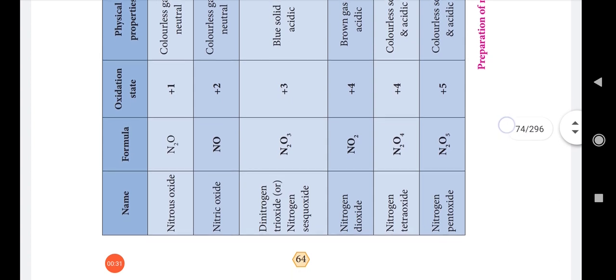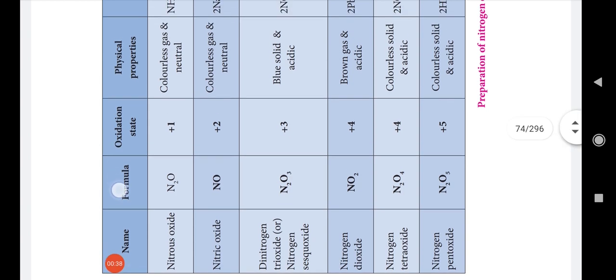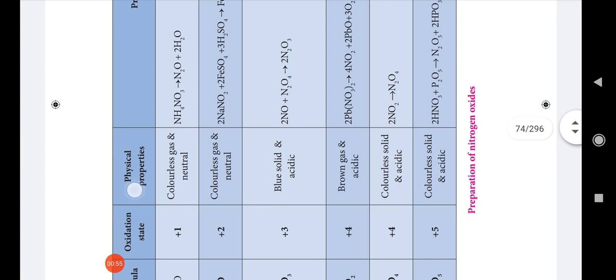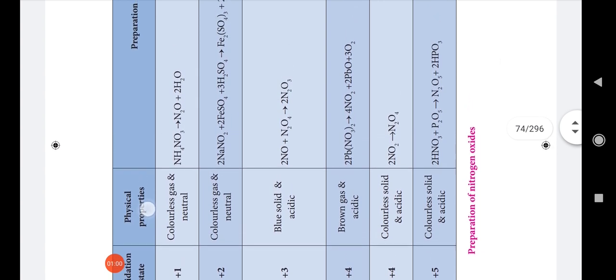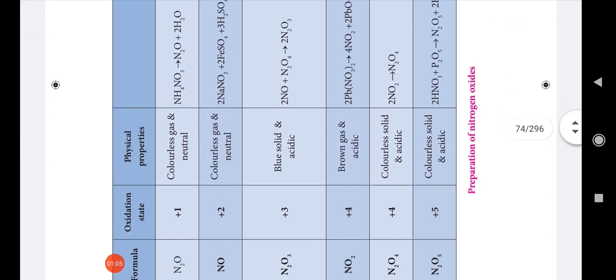Physical properties and preparation. First, the formula of nitrous oxide is N2O. Its oxidation state is +1. It is a colorless gas and neutral in nature, so neither acidic nor basic. It is prepared by treating ammonium nitrate, from which we get nitrous oxide and water.